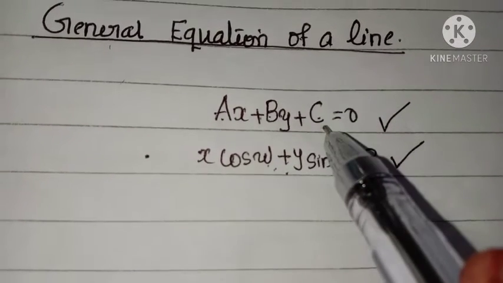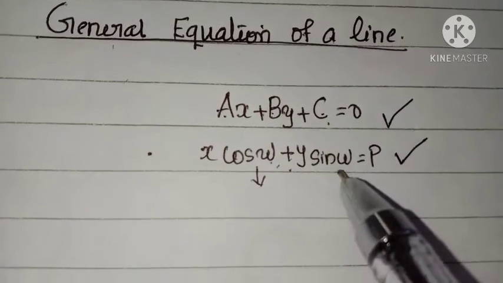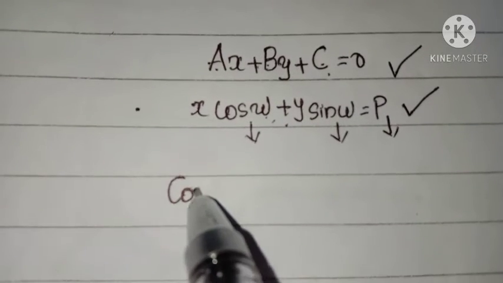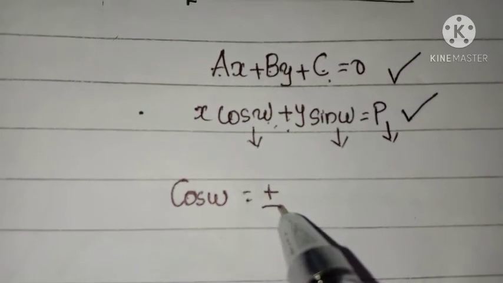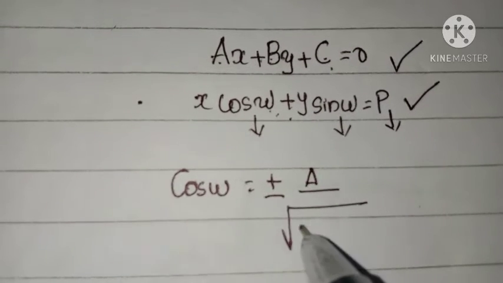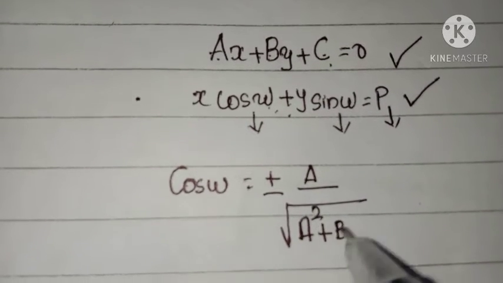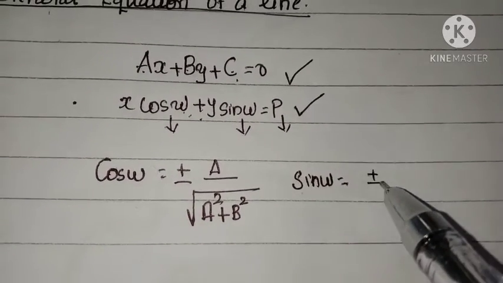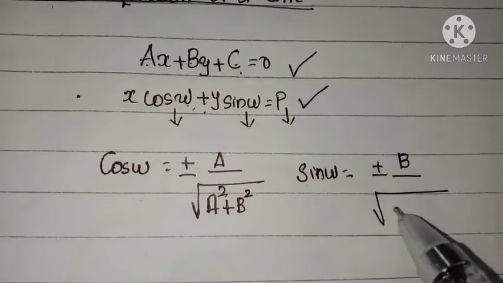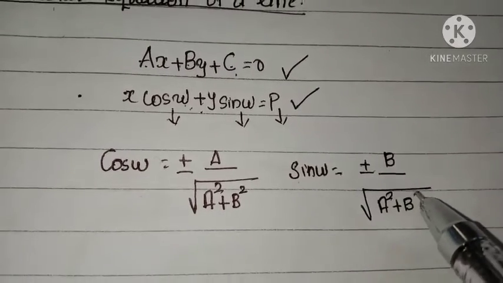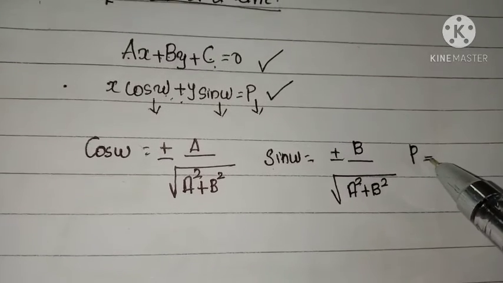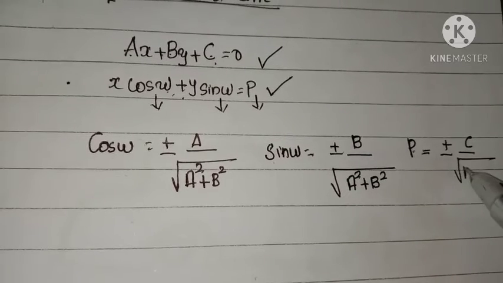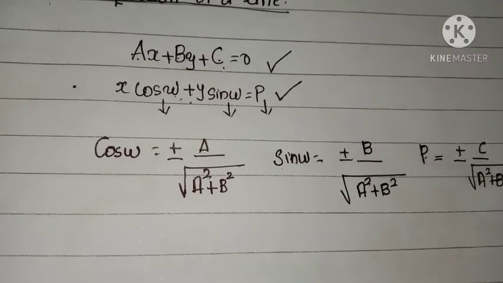So using this general equation we can easily derive cos omega and sin omega and also P. Cos omega is obtained as plus or minus A by root of A square plus B square. Sin omega is obtained by plus or minus B by root of A square plus B square. And P, the normal, is plus or minus C by root of A square plus B square.